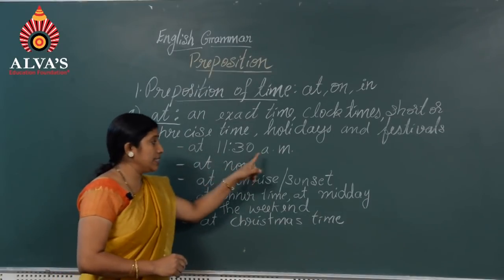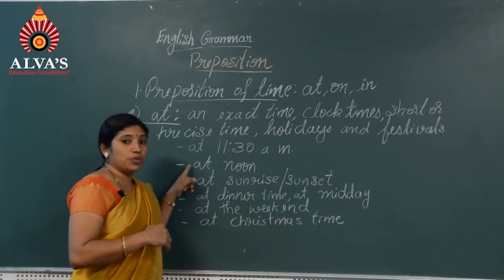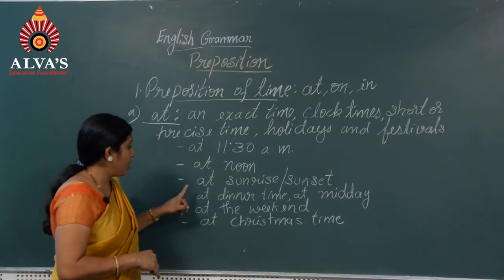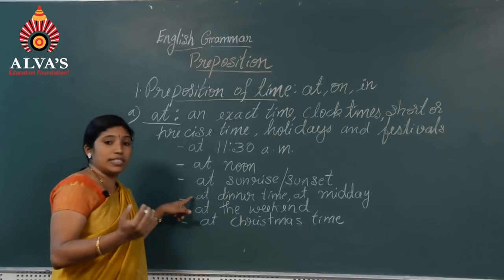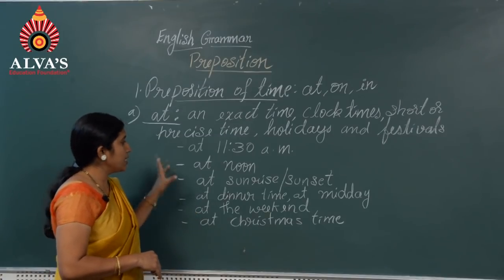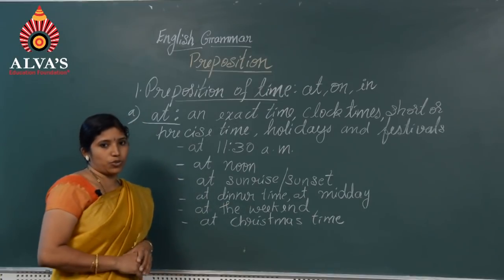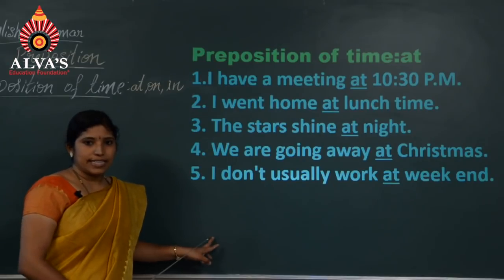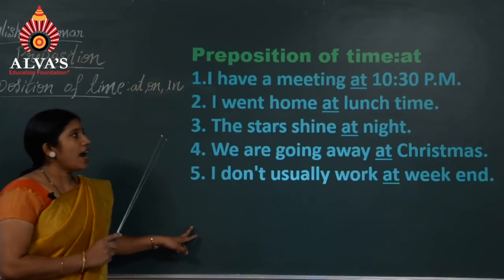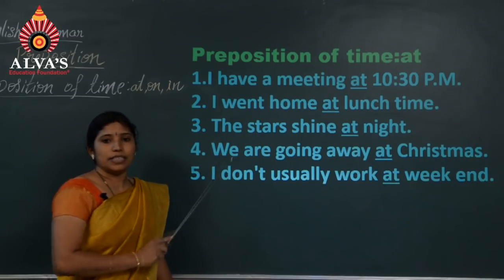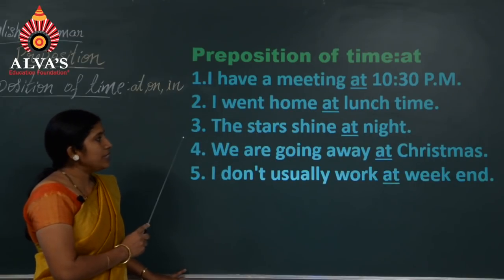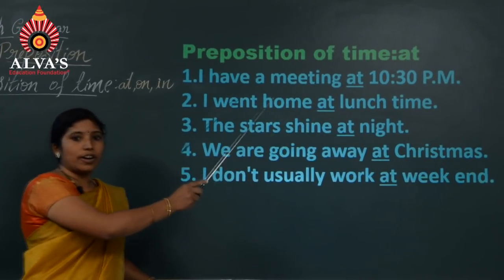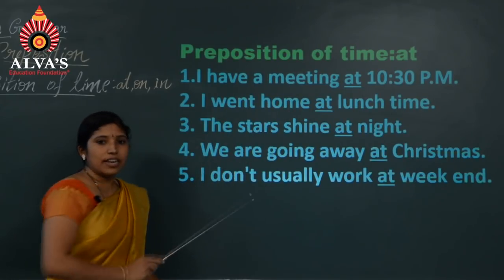We have a meeting at 11:30 a.m., or my friends come home at noon, or my mother came at dinner time. So these are some of the situations where at is used. We shall have more drill work with examples. Look at these examples. Number 1, I have a meeting at 10:30 p.m. I went home at lunchtime. At is used for a precise time, and the first one is the clock time.